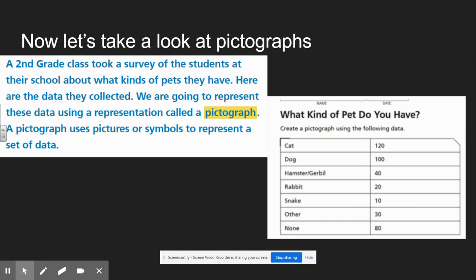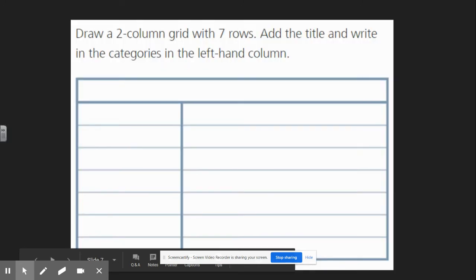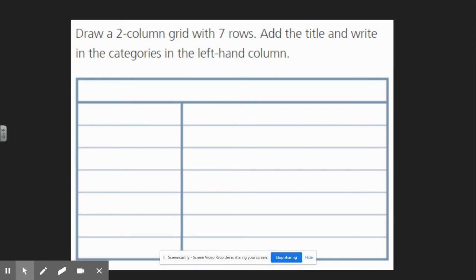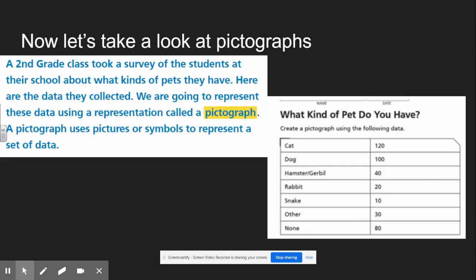So the data set we have is what kind of pets do you have? We have all different kinds: cat, dog, hamster, gerbil, rabbit, snake, other, and none, with our data on the right. So how would we represent that? It says draw a 2-column grid with 7 rows. Add the title and write in categories in the left-hand column.